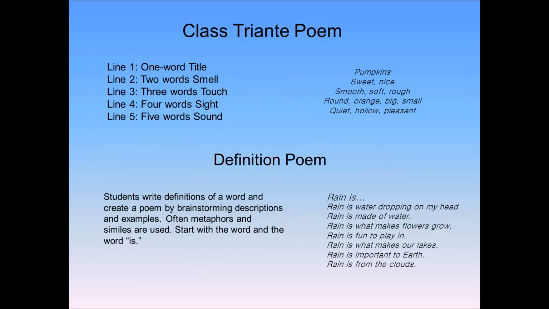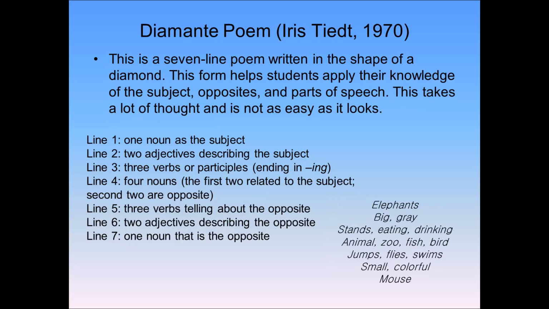Here are some other examples of poetry, just having them think about this. Instead of just having them write a definition, they will do a definition poem. Basically it's wordplay. This is called a diamante poem, and I love this especially for the English language arts classes because once again, it's not as easy as you think. It's a 7-line poem written in the shape of a diamond. It helps the students apply their knowledge of the subject and opposites and parts of speech. This actually makes them think about what it is that they're learning.